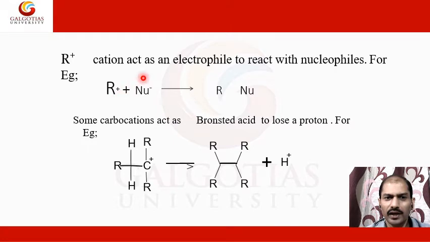They can react with nucleophiles if there is a nucleophilic group in the reaction, so they can get attached to the nucleophile. Some carbocations act as a Brønsted acid to lose a proton. Here you can see some are losing the proton and keeping their electrons, so they are releasing a proton and acting as a Brønsted acid as well.